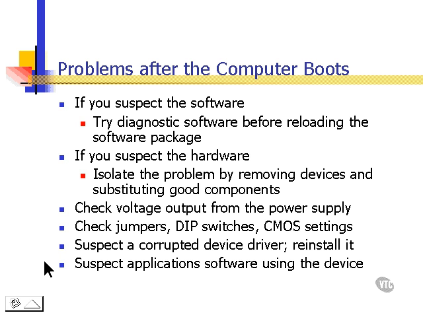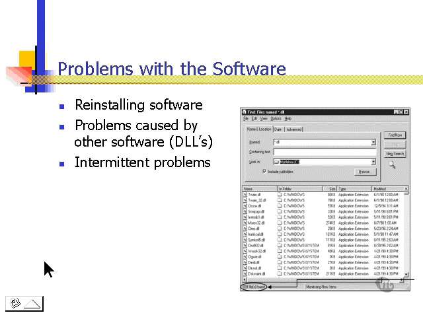Oftentimes, the reason that an application software makes a change is because of DLLs, Dynamic Link Libraries. These are files that are shared by different applications that work together. But sometimes one corrupt DLL can affect more than one application. So we should suspect that an application could have caused this problem and that we might need to reinstall that application. We can back up our data and then reinstall the application without losing the data.